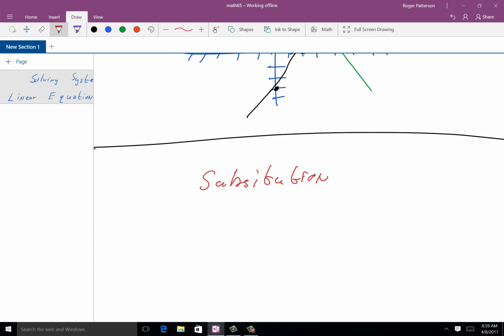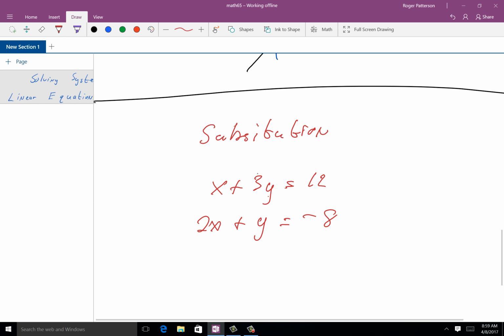All right, so let's say I have a system of equations, x plus 3y equals 12 and 2x plus y equals negative 8. Okay, so there is a system of equations. All right, and what we're trying to do is figure out where they cross.